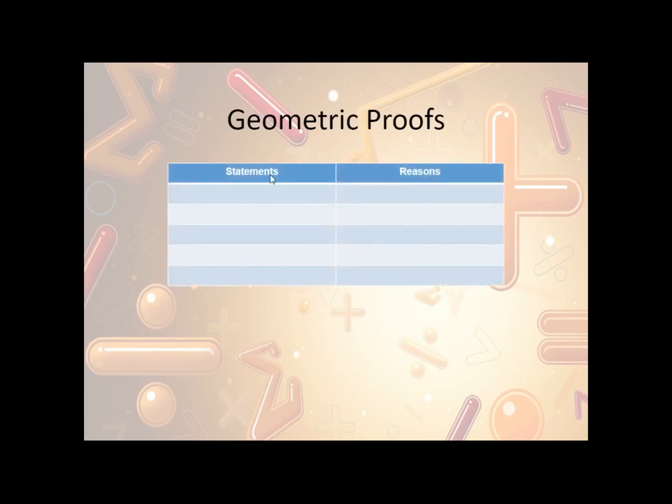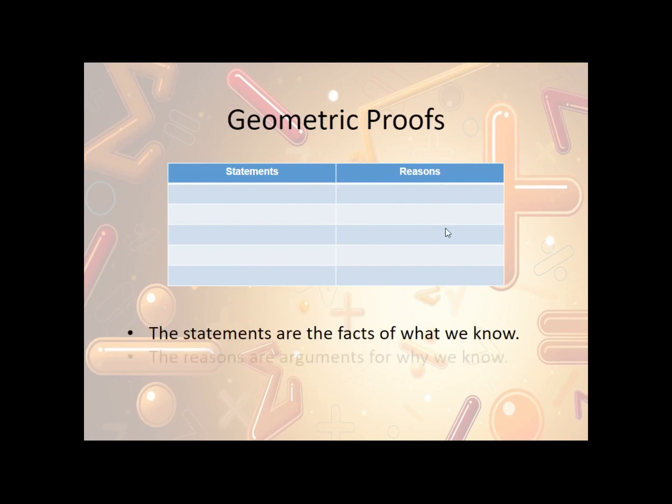They look like this. So we have a column here that represents our statements. This is what do we know? So these are the statements of we know this, we know that, and so on. Now the right side is the reasons, and that is the arguments for how we know that to be true.